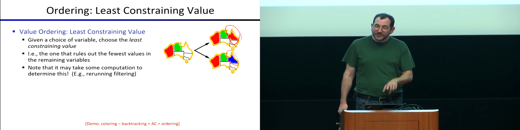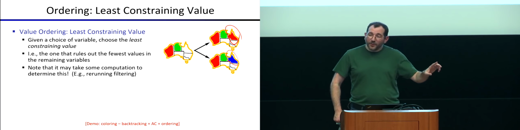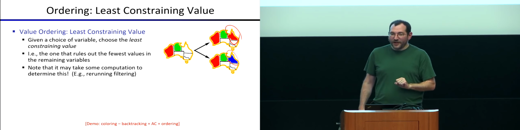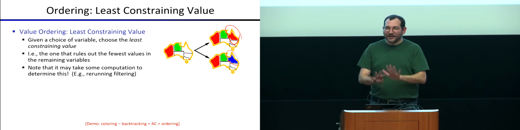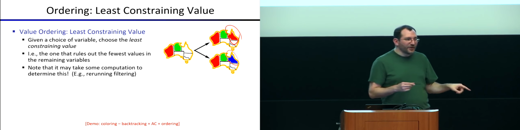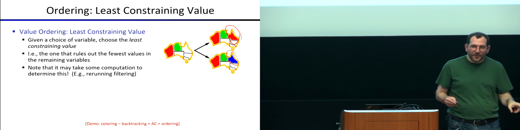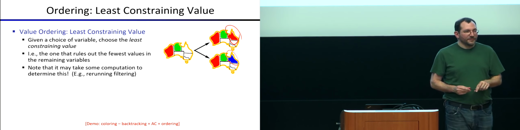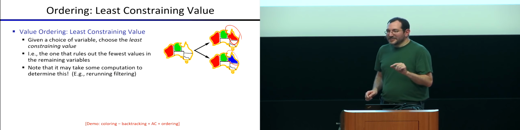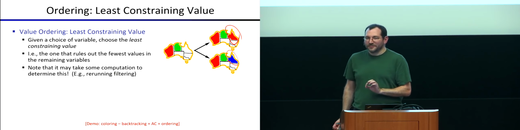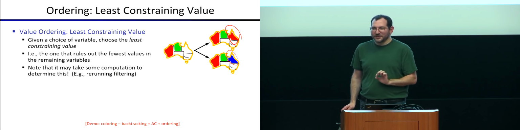But it's interesting. When we picked a variable, we wanted the hardest variable. But when we pick a value, we want the easiest value. We want the one that has the least impact on the rest of the graph. So why is it when we pick a variable, we want to do the thing that is hardest, but when we pick a value, we want to do the thing that looks least likely to fail? It's because this is a CSP, and in a CSP, you have to do every variable. Sooner or later, you have to do it. You might as well do it now.